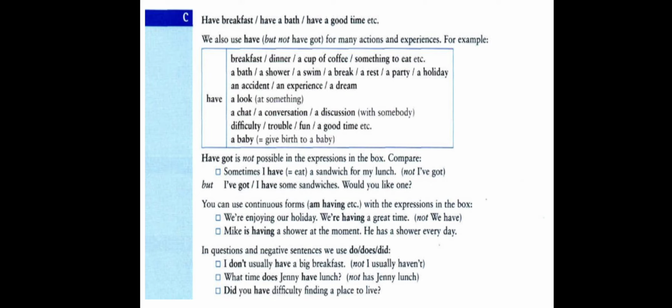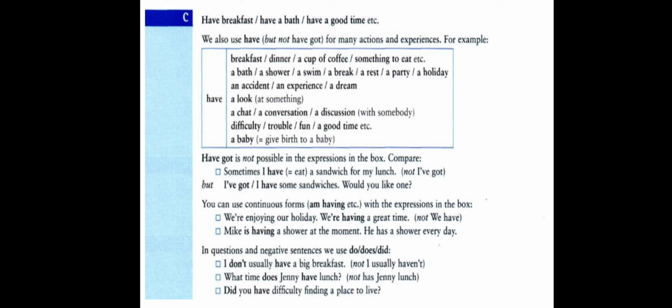Difficulty is a noun, and can be preceded by have, so you can say I have difficulty, I have trouble, I have fun, I have a good time. All are nouns preceded by have. Have a baby means give birth to a baby.